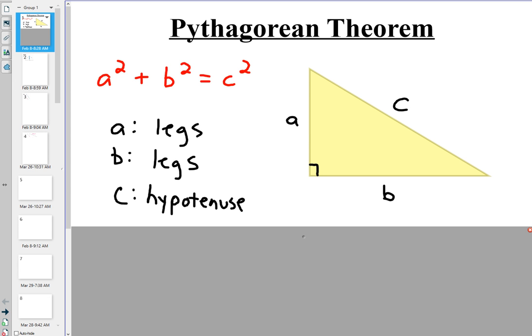Okay, so how many of you have some type of experience with Pythagorean theorem? Because this is something I've seen has more and more migrated to the middle school level. I remember doing it.